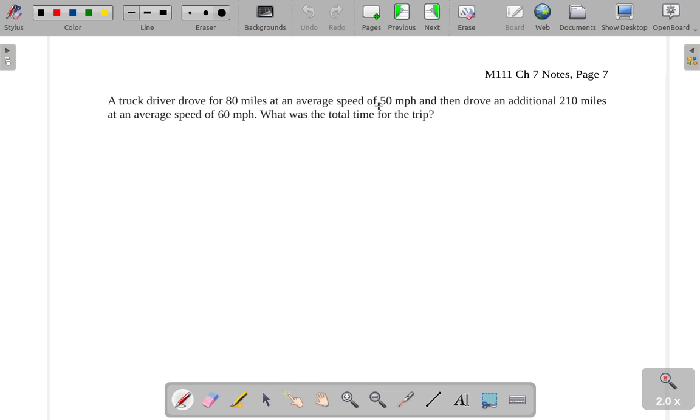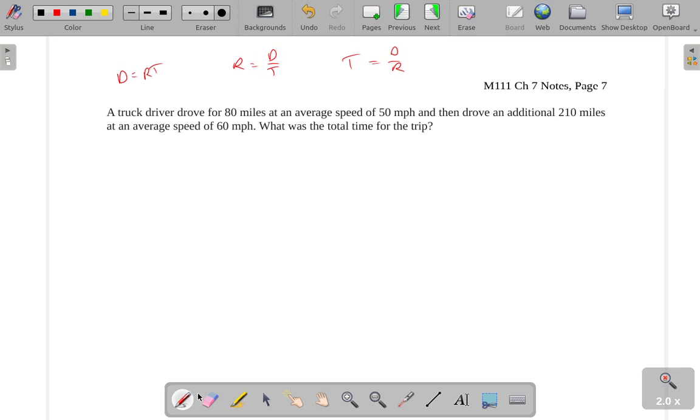Well, the easiest way to do this, let's think back to what those formulas say. Distance equals rate times time, or I could write rate is equal to distance over time, or time is equal to distance over rate. So this is broken into two segments. The truck driver drove a certain distance at a certain speed, and then he drove another distance at a certain speed, and he's trying to find the total time of the trip.